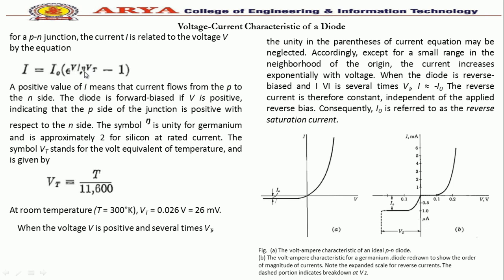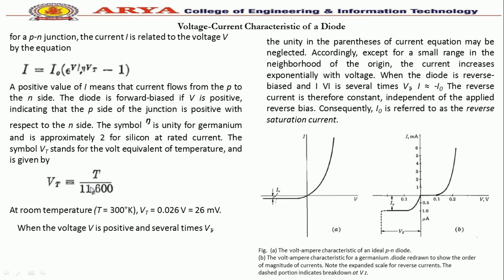The symbol eta is unity for germanium and approximately equal to 2 for silicon. The symbol Vt is defined as T upon 11,600. So at room temperature, T equal to 300 degrees Kelvin, Vt can be taken as 26 millivolt.